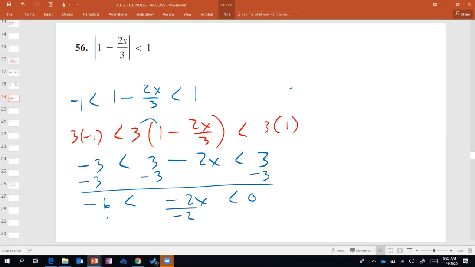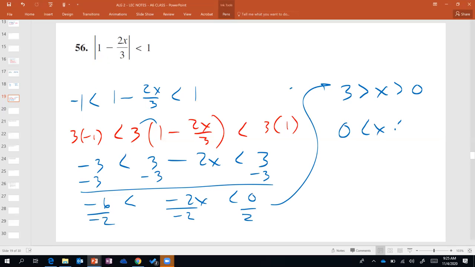Divide through by -2. That should be a 3. We've got to switch the inequality around, and then we've got to switch it back. Is that right? So 0 less than x less than 3. And I think we can graph it now. So our answers are stuck between 0 and 3.